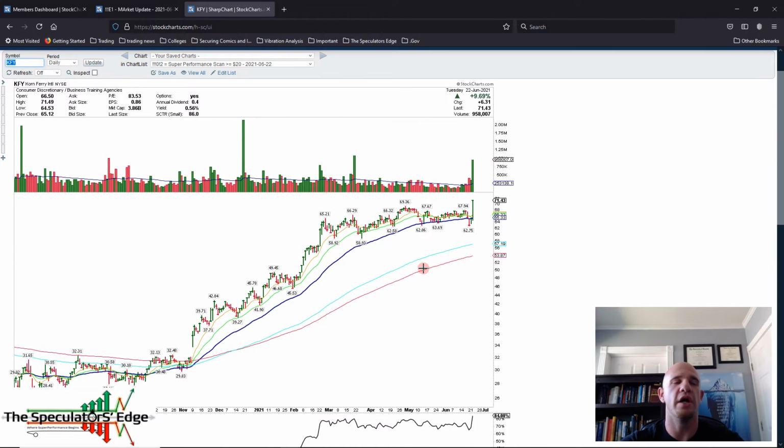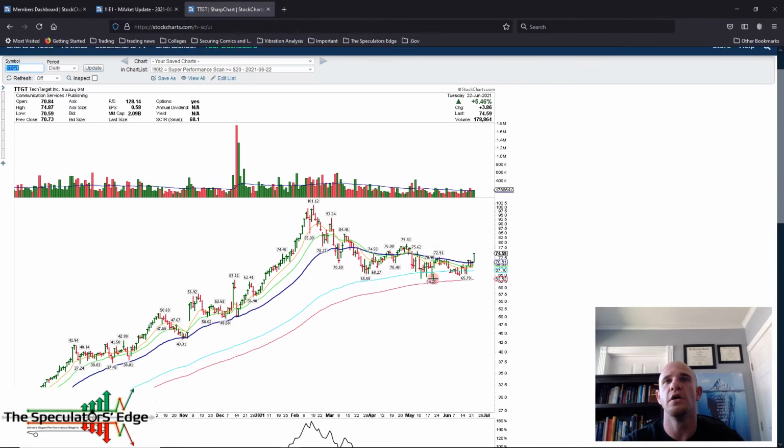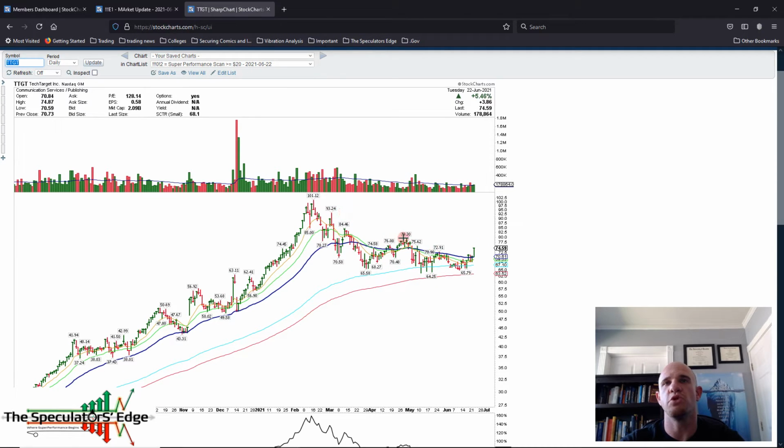Okay, but other than that, I just wanted to show you that. I don't know why, but it's because of the base and the pattern. That pattern is really nice. I like that pattern a lot. TTGT, this one's beautiful right here. Breaks the downtrend line right in here. This downtrend, boom, boom, boom.